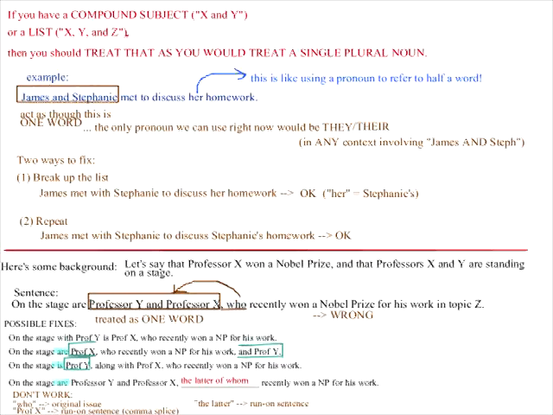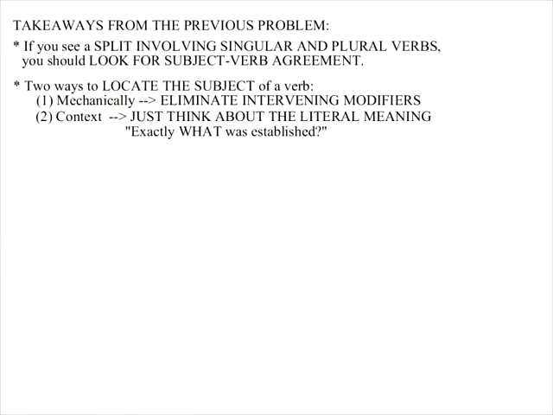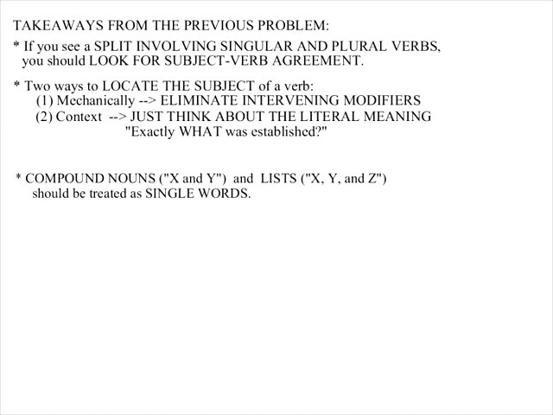Okay. Let me type a couple more of these takeaways onto this list. It's a huge problem with tons of takeaways. Okay. So compound nouns, which are X and Y, and lists, which are like X, Y, and Z, should be treated as single words, unless you have some sort of construction such as the latter, or the former, which explicitly splits them.